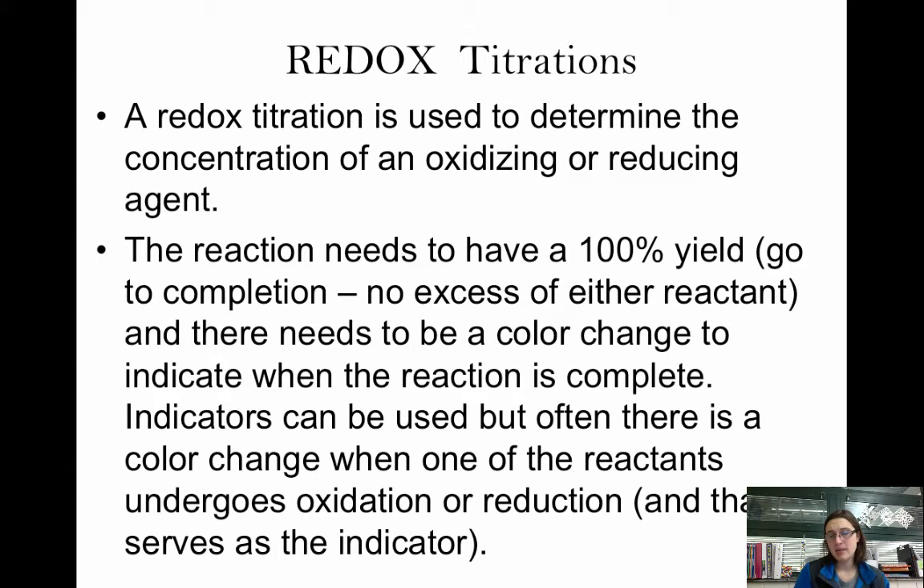Typically we use potassium permanganate, KMnO4, which is actually purple. So when you add the KMnO4 from the burette into the flask below, once you complete the reaction, the flask below will actually turn purple as well. There are other indicators that you can use, but typically once something undergoes oxidation or reduction, it will actually change color on its own, and that can serve as an indicator.